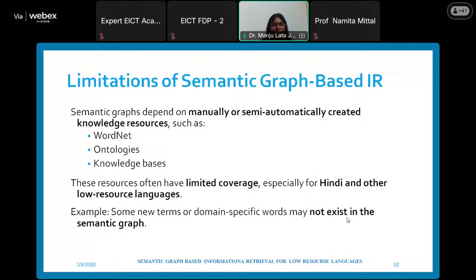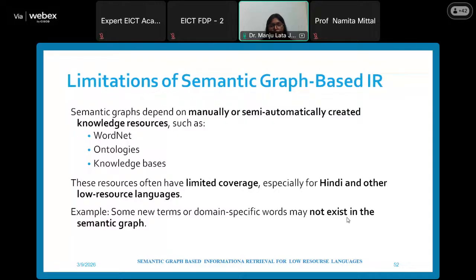When we were making use of WordNet, we also suggested a few corrections and a few more incorporations for WordNet. So at no time can you say that the tool itself is complete, because NLP is very, very vast. Any natural language is very, very vast. These resources often have limited coverage, especially for Hindi and other low resource languages, because they are in a growing phase. Resources for India are still in the growing phase. So some new terms or domain specific words may not exist in the semantic graph.